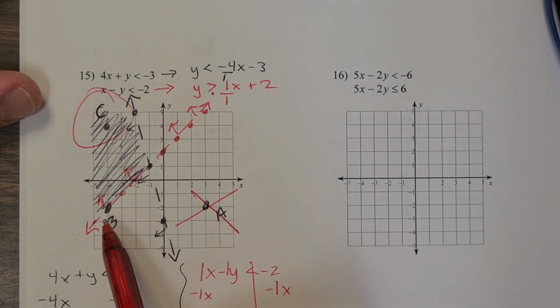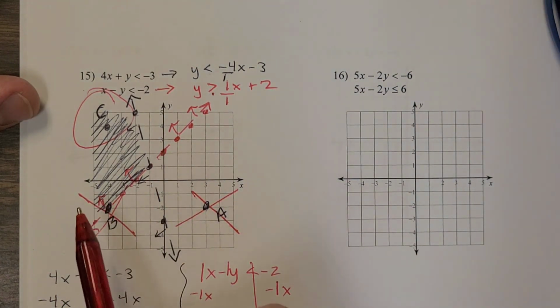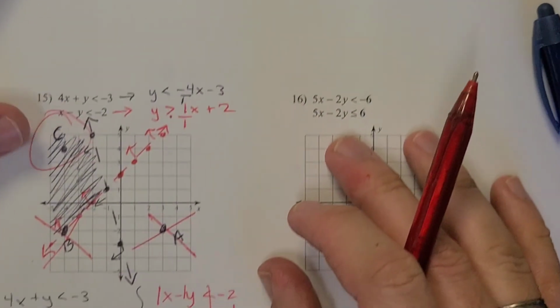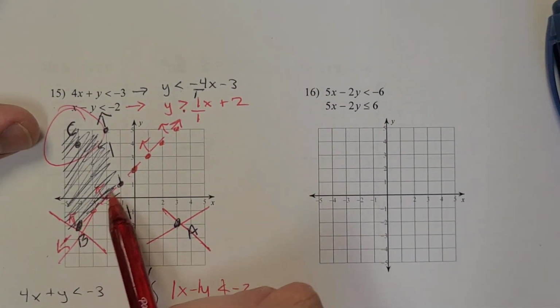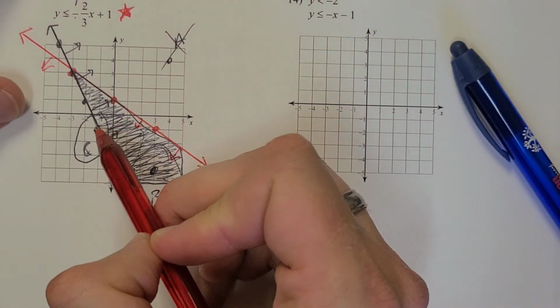The question is B, is that part of the system, a solution to the system? And you should say no, it is not. Weird, right? Because up here we said this one on the line was, but this one's not, and it's because this is a dotted line, okay? This one is on a solid line.